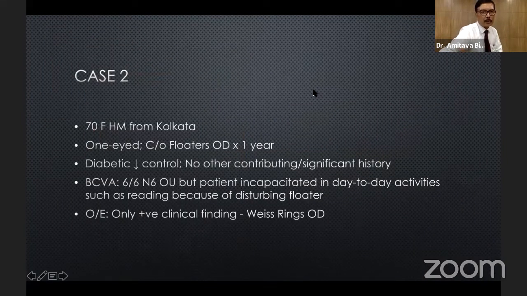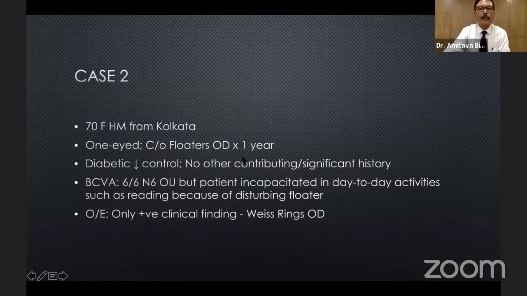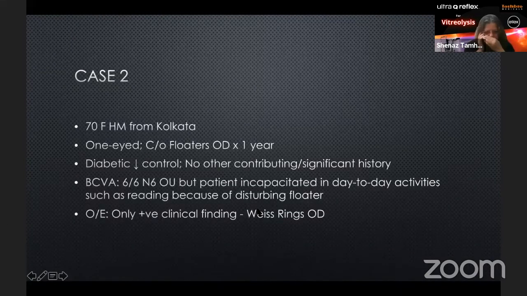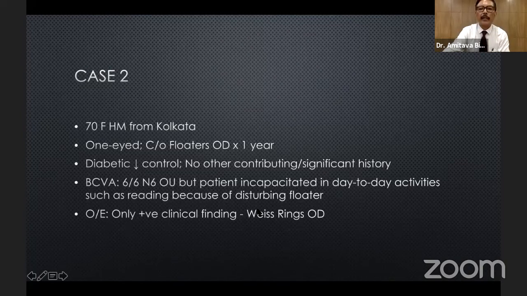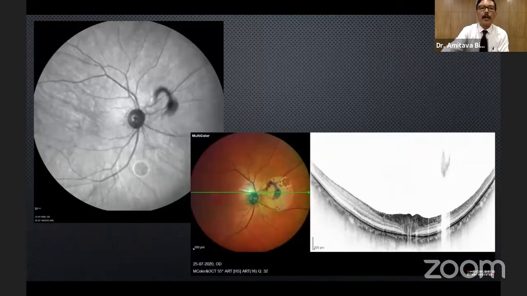Now, I want to show a second case, which I did today morning. So now I have more experience than in my initial days, and I'm much more bold than in my initial days, so I take up tougher cases. And this was a very thick Weiss ring of a lady from Calcutta. She's one-eyed, and she had difficulty in her day-to-day activities. She reads a lot. And this is the larger Weiss ring, which is very thick.